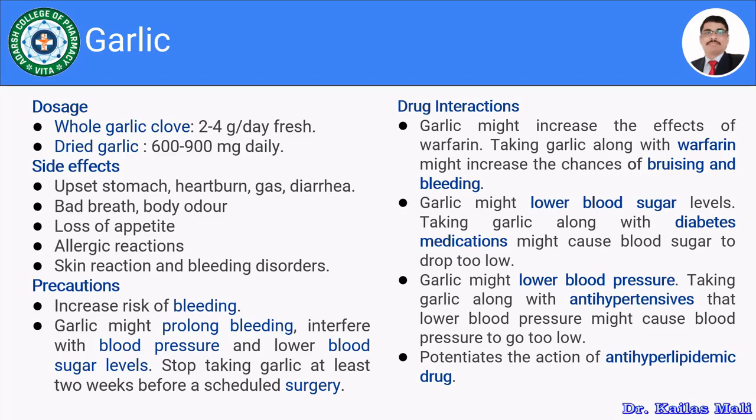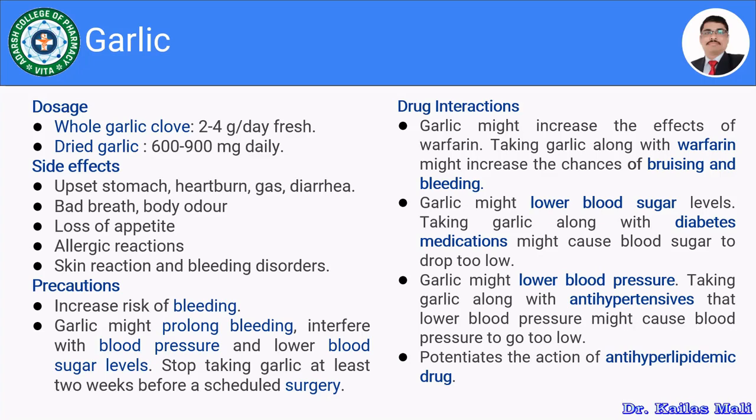Now we are aware of the health benefits of the garlic, but still it has certain side effects, and the major side effects are stomach upset, heartburn, gas and diarrhea, bad breath and body odor, loss of appetite, allergic reactions, skin reactions, and bleeding disorder. Mainly the bleeding disorders are the major ones. So these are some of the side effects of the garlic. Let us see the precautions and warnings.